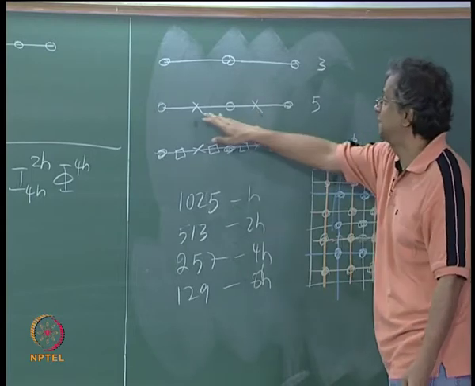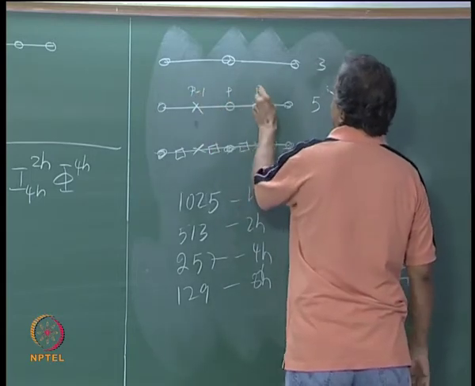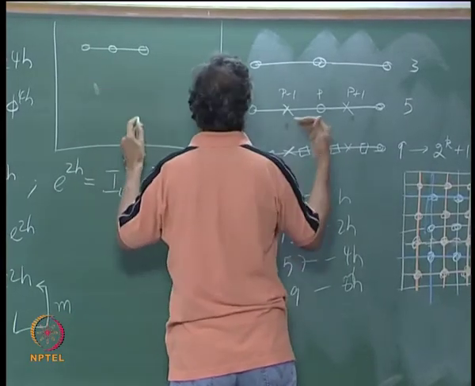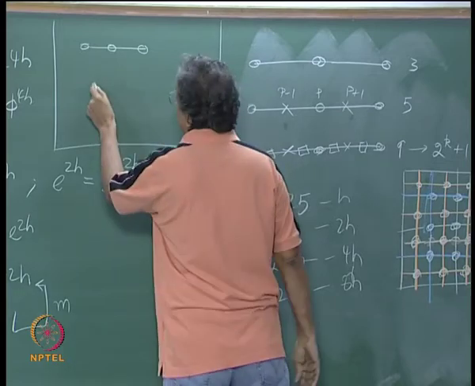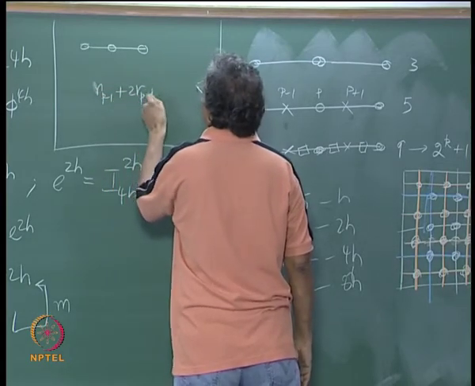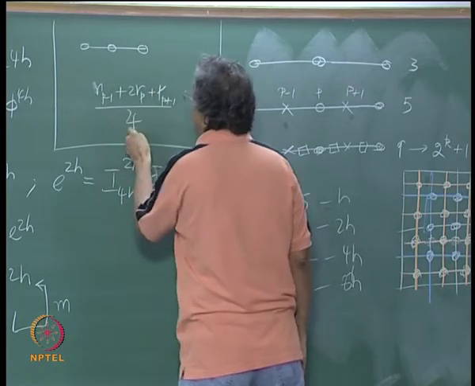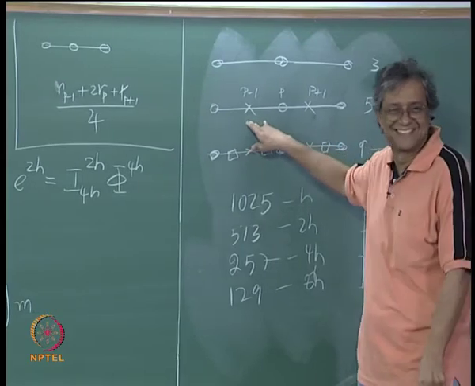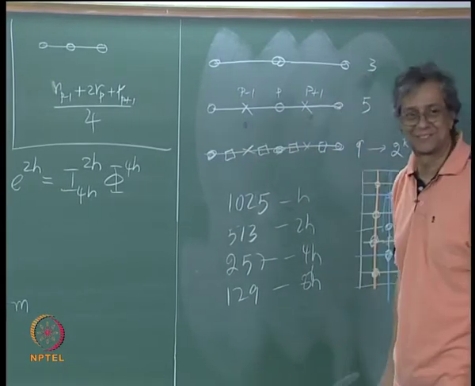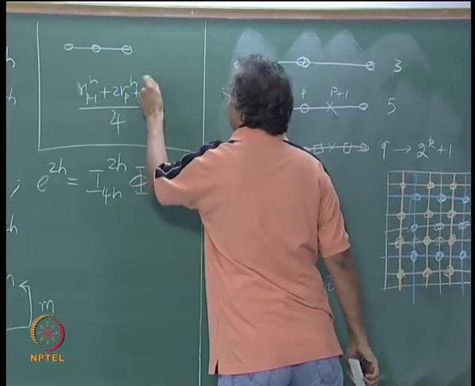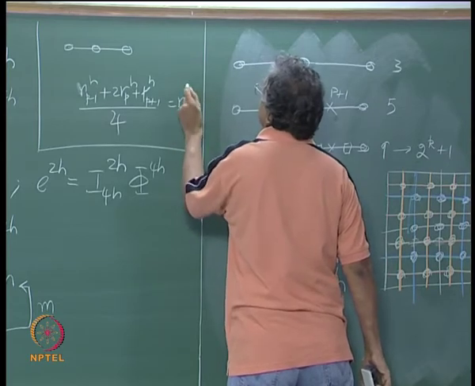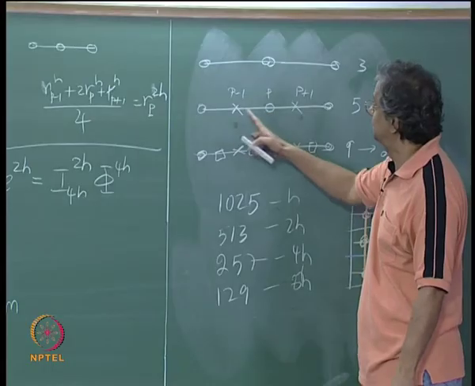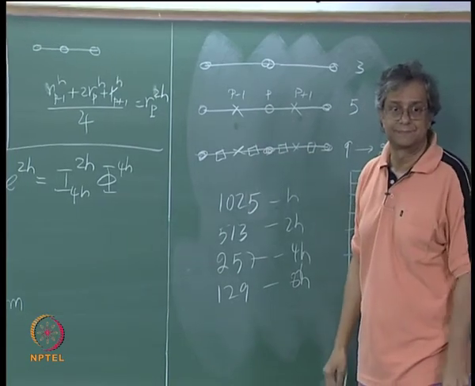And a familiar average. If this is p minus 1, p plus 1, the average would be, so we are going from, this is residue, remember. So r p minus 1 plus 2 r p plus r p plus 1 divided by 4 would give you the value at that point. Looks very suspiciously like Laplacian smoothing, right? Very suspiciously like Laplacian smoothing. These are all at h. This will be r p at 2h. The value here would be twice this plus each of those divided by 4.